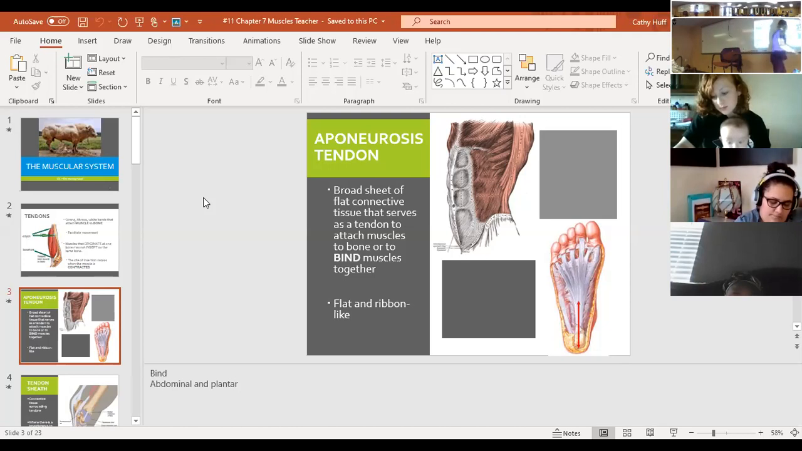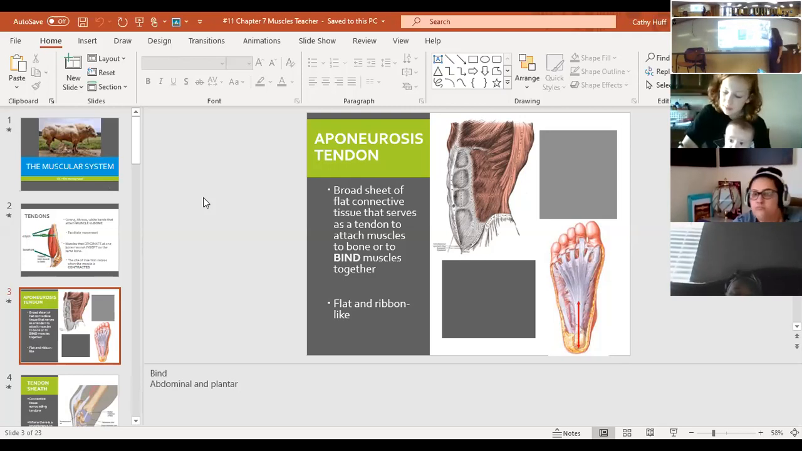You can see it actually here in my foot. There's the bottom of my foot. And you can see here, it's just that wide connective tissue. Keeps everything nice and organized. Everything about the body should be nice and neat and organized.